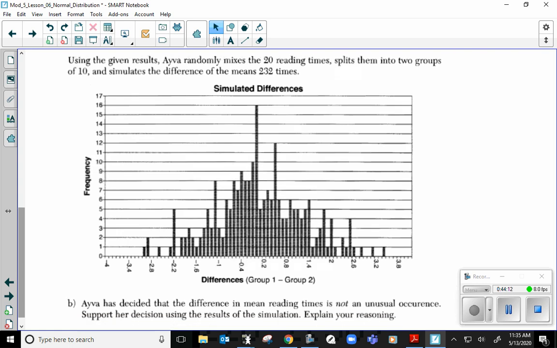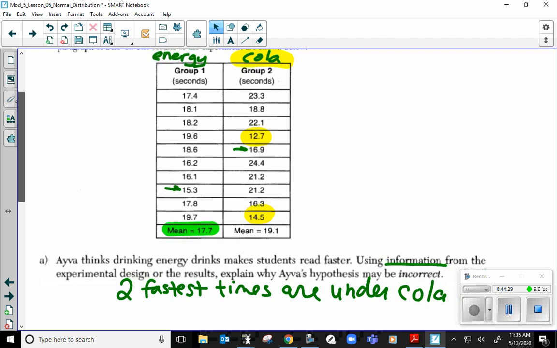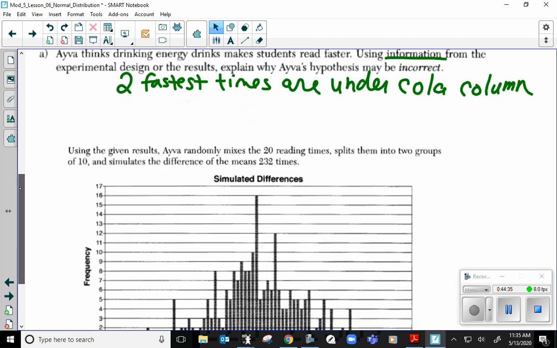Using the given results, Ava randomly mixes 20 reading times, splits them into two groups of 10, and simulates the difference of the means 232 times. Okay, group 1 is the energy, which is 17.7, and group 2 is the cola, which is 19.1. Those are going to come back into play.